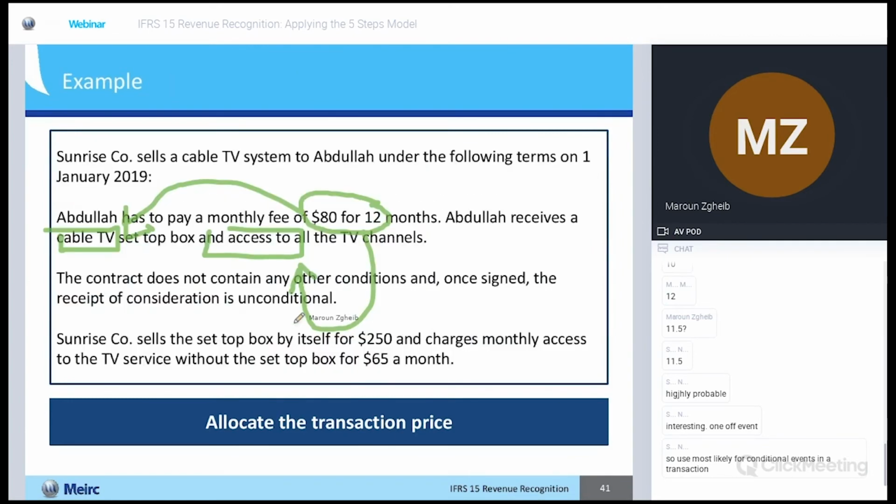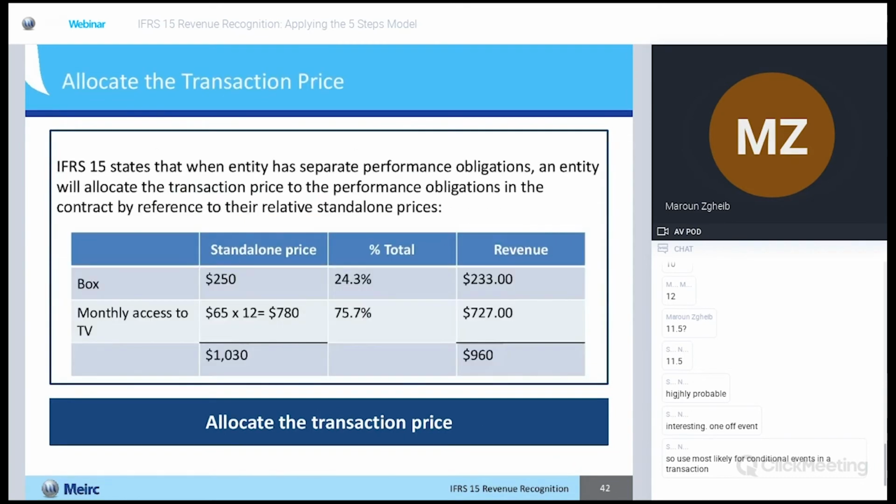Where is this mentioned? This is mentioned in the given. The set-top box by itself for $250. The standalone price for the monthly access is 65 times 12, which is 780. So the total of standalone prices is 1,030. The box constitutes 24.3% of the 1,030. The monthly TV access constitutes 75.7% of the total standalone prices.